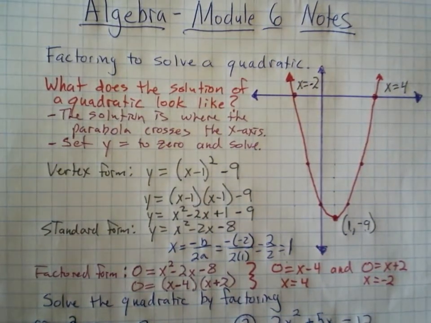So that's how you get the solution, right? You factor the standard form to get the solution. But remember, you have to have it set equal to 0. All right, so maybe pause, write down those notes. Let's reflect on that a little bit.